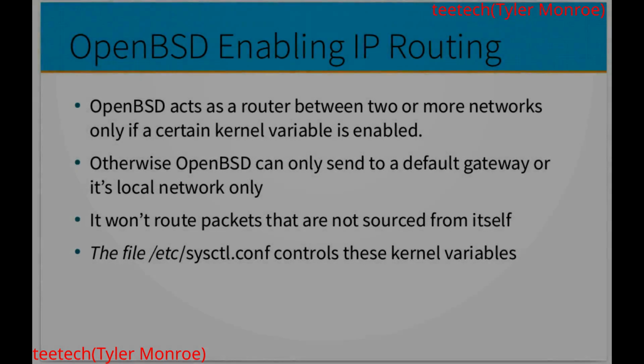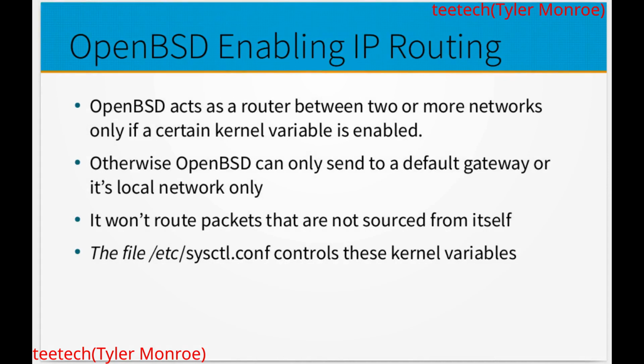Okay, so now that we had a little bit of a primer of what IP routing is, how do we enable it on OpenBSD? By default, OpenBSD will only act as a router between two or more networks if you enable a certain kernel variable. If you don't do this, something important to understand is OpenBSD can only send either to a default gateway or its local network only. For instance, it could send to its printer or something like that.